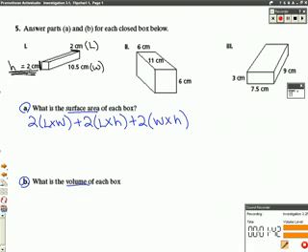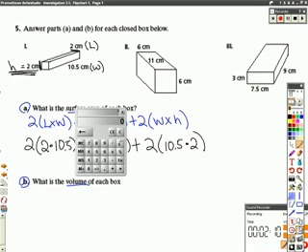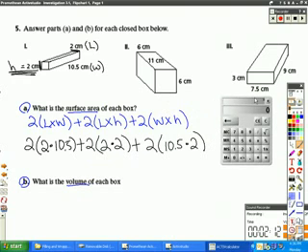All right, so all we're going to do is plug in. So 2 times, we said the length was 2, the width 10.5, plus 2, length again, 2 times the height, which is 2, plus 2 times the width, 10.5, times the height, which was 2. All right. And we'll put out a calculator just to make this easier.